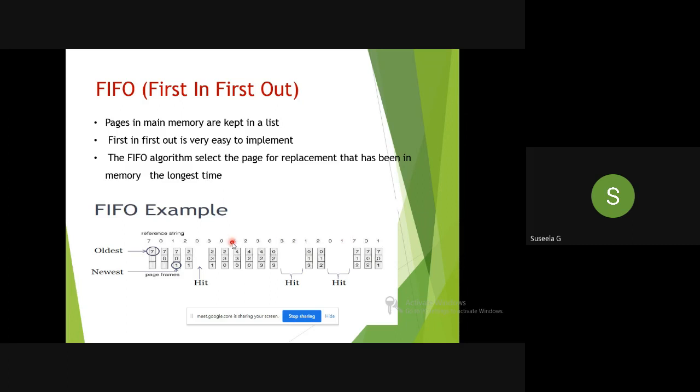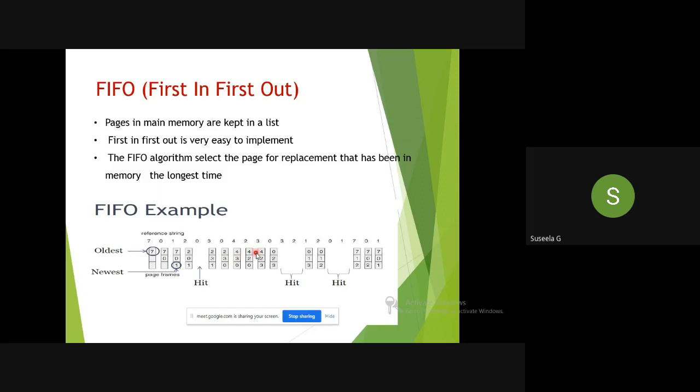Now comes the page reference 4. Is it available here? 2, 3, 0. Is it available? No. So who is the candidate for replacement? 2 is the candidate for replacement, because 3 is just loaded, 0 is also loaded just before. So the oldest of these three is 2. So 2 is replaced with 4. Okay, so this is FIFO.